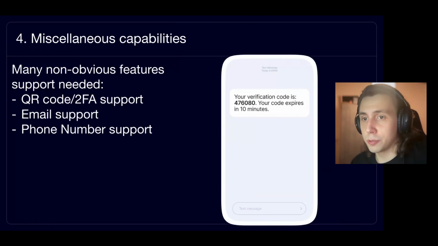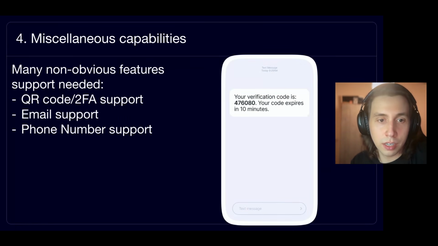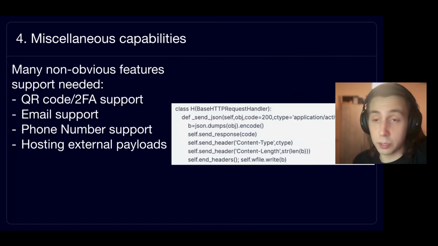There's also phone number support, right? It can be 2FA or SMS verification when you log in. It can be hosting external payloads as well, right? If you want to test for Log4Shell, which is a very big one, well, you need to expose the payloads that you're hosting to be able to exploit this RCE. And if you don't have this feature, well, you're missing a critical 10 out of 10 CVE. That's usually something you don't want to miss, right?